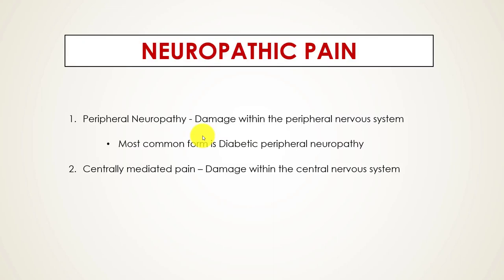In some cases, chronic pain results from damage that lingers from an injury, infection, or even a surgery that's already healed. We call this type of chronic pain neuropathic pain. Let me talk about neuropathic pain. There are two general types of neuropathic pain: peripheral neuropathy and centrally mediated pain. You can probably guess by now. Peripheral neuropathy indicates damage within the peripheral nervous system, and centrally mediated neuropathic pain indicates damage within the central nervous system, which is nothing but the brain or the spinal cord.